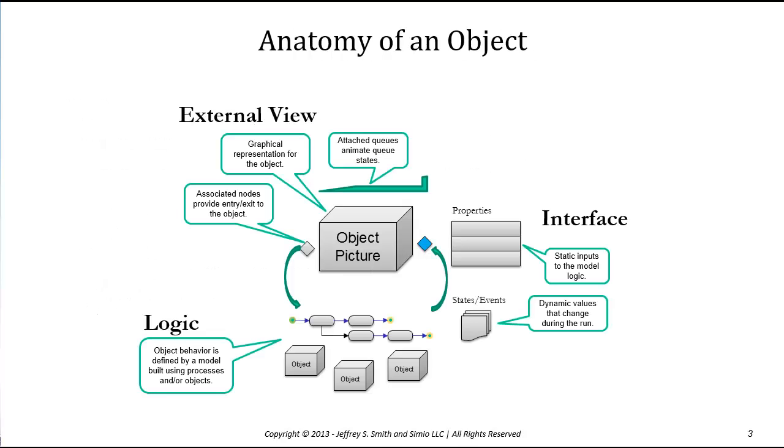So before we get started with the particular videos, recall that a Simio object is comprised of the external view, which is what the user sees when they place it on the facility view, an interface, which is the properties and states and events, and then finally the logic that defines the behavior of an object. So whether you're building custom objects or you're using Simio objects from the standard library, it has the same basic structure.